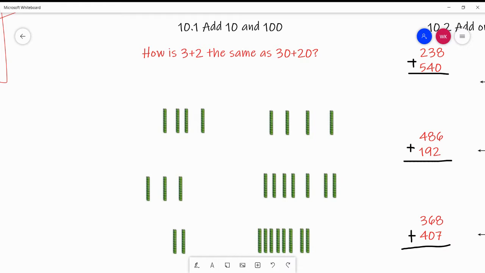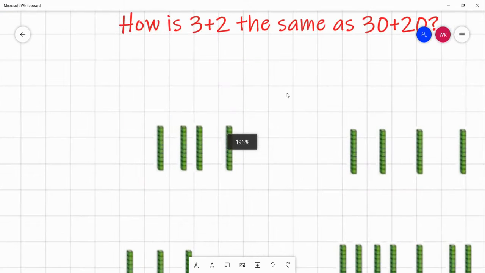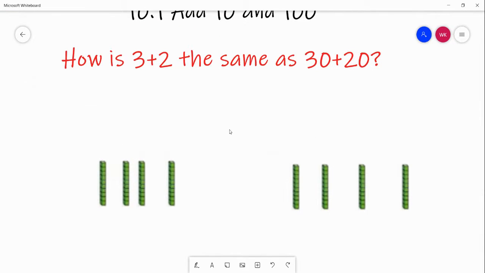Hi, second grade. We are going to go over chapter 10, and we are going to be working with 2-digit numbers and 3-digit numbers. So I have lesson 10-1, add 10 and 100. I want you guys to look at this problem. My first thing says, how is 3 plus 2 the same as 30 plus 20? Now I want you guys to think, how is adding 3 plus 2 the same as adding 30 plus 20?